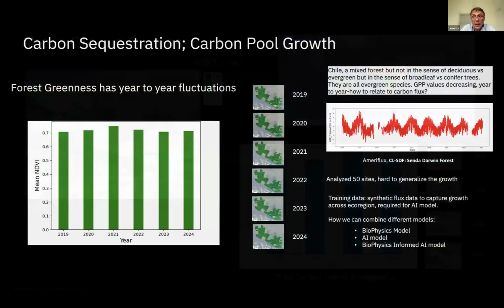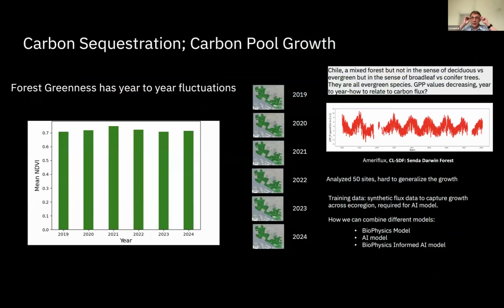So the way we approached this problem was to specifically use some of these flux tower measurements, addressing not necessarily the year-to-year predictions of, let's say, the above-ground biomass or the carbon stored in the vegetation, but rather the problem of accumulation of carbon within the vegetation. And this is an important aspect.